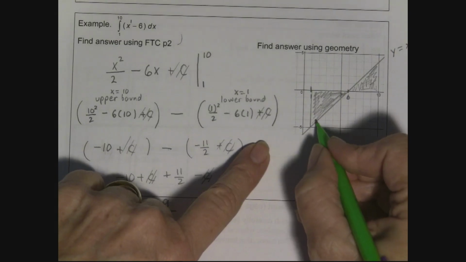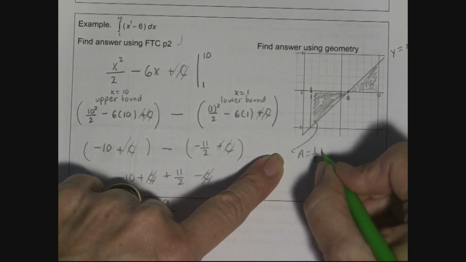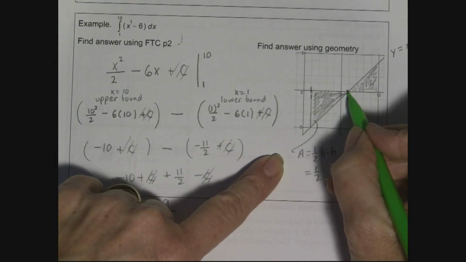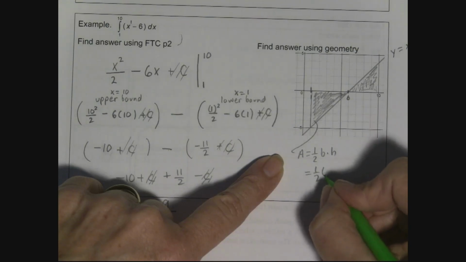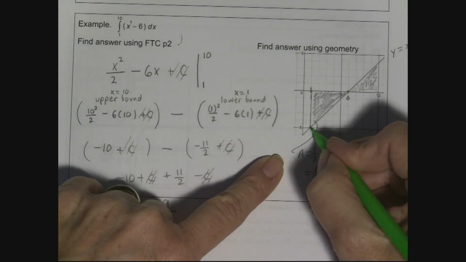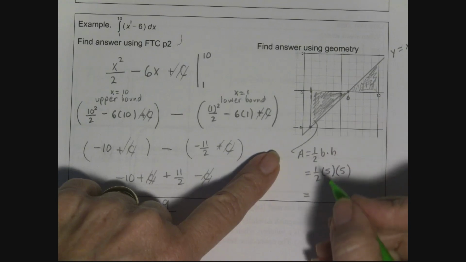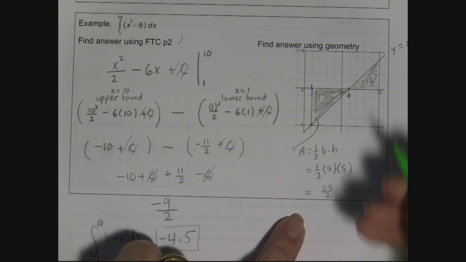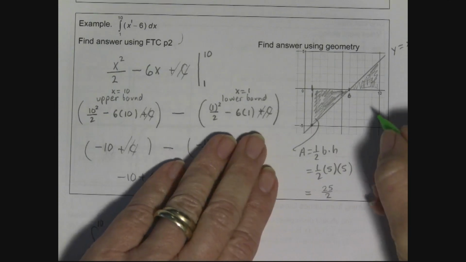So the area of this triangle right here is 1/2 the base times height, right? And the base is going from 1 to 6, so the base is 5. And this is its height right here, and that height is 5. So this is 25 over 2. That's the area, but because it's below the x-axis, the integral is going to count it as negative. Let's find this other one, and then we'll put it together.